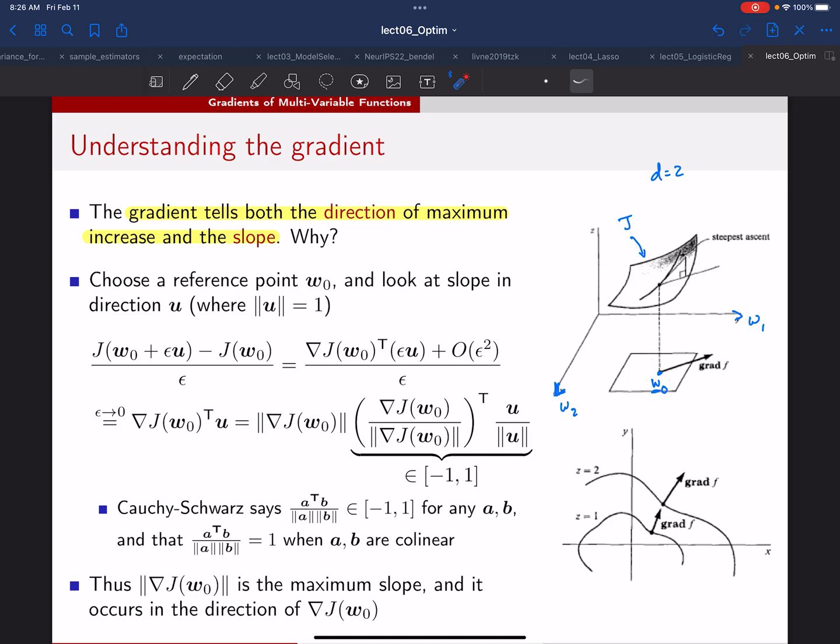So what we're going to do is look at direction u. That means we're going to be moving from the origin in a direction u. And u for us is going to be a vector of norm 1. So it's just a scaled vector. Sometimes people call this a direction vector. It's just a vector of norm 1. So the norm is not important. What's important is the direction it's pointing in. So let's move in that direction, but only a little bit. So we're going to move epsilon times u. So we're going to take a small step.